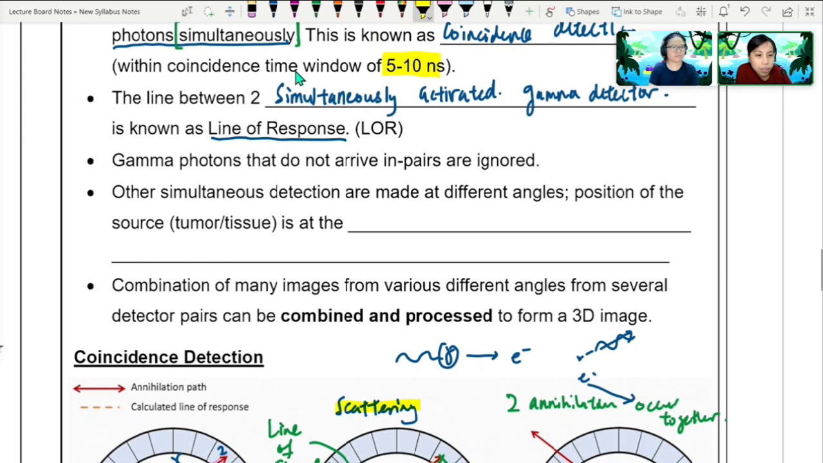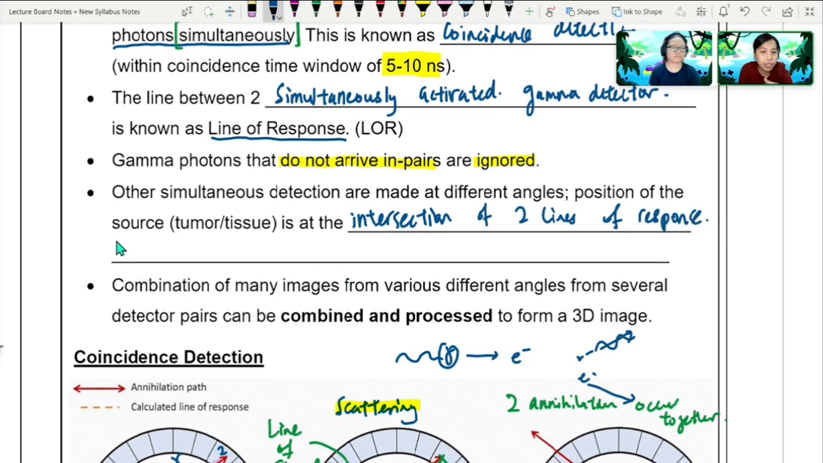Gamma photons that do not arrive in pairs are ignored. We try our best to clean up the data. Other simultaneous detections that are made at different angles are wrong. It's not the coincidence we're looking for. Where is the position of the source of the tumor? It's at the intersection of two lines of response. The correct intersection, that's the one we want.